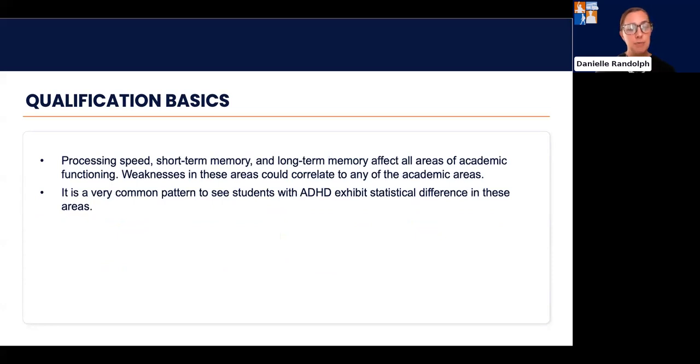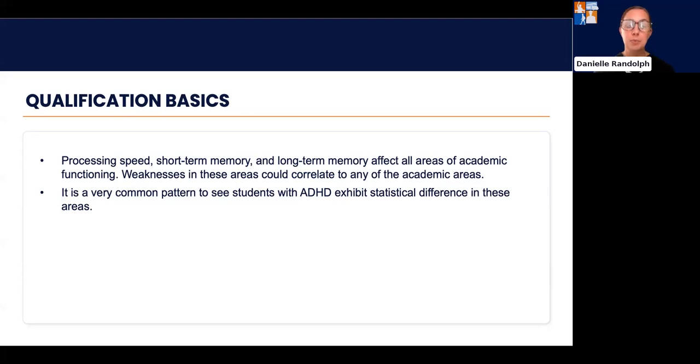So processing speed, short-term memory, and long-term memory affect really all areas of academic functioning. Again, processing speed is just being able to process all things, right? Short-term memory is being able to learn and work with information in the short term, and long-term, of course, is being able to store and use later on. So those really do cross all subject matters, and they aren't specifically tailored to one academic area. So those really could qualify for any of those areas. And it's very common for students with ADHD to exhibit differences in the three areas that I just listed, especially processing speed and short-term memory, because you have to have good attention to be able to remember things, right? Especially in the short term.